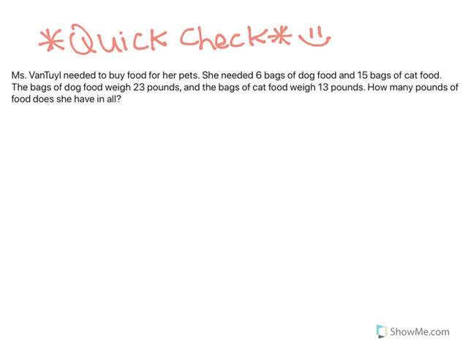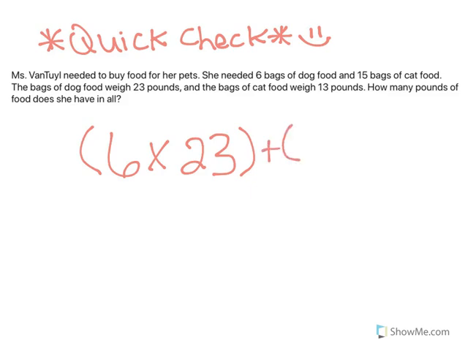So we know that she needs 6 bags of dog food, and each bag of dog food weighs 23 pounds. Okay? And then we know she needed 15 bags of cat food, and that each of those bags weighed 13 pounds. And they want to know what's the total amount of food that I have in all. So again, whatever is in parentheses, that's what we need to do first.